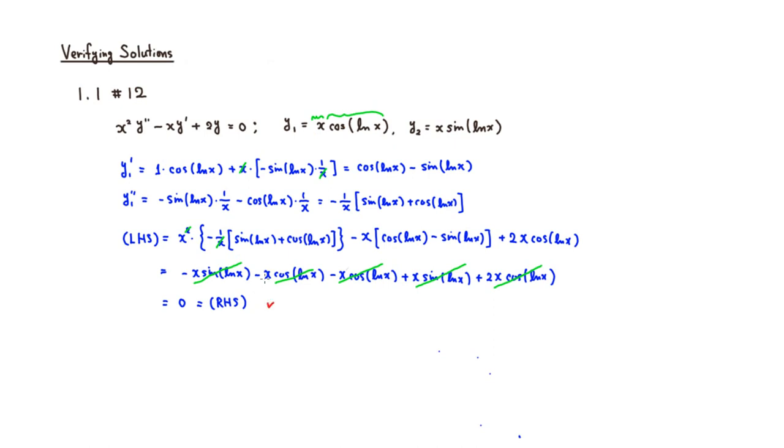As I said, y2 is exactly the same. Find the y2 prime and the y2 double prime and plug them in to see if you can get 0 on the other side. All right, that's it. I hope that this was clear.